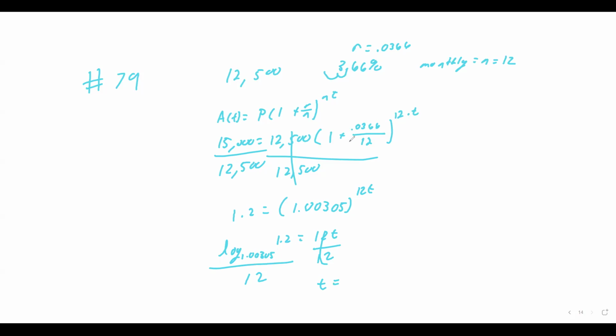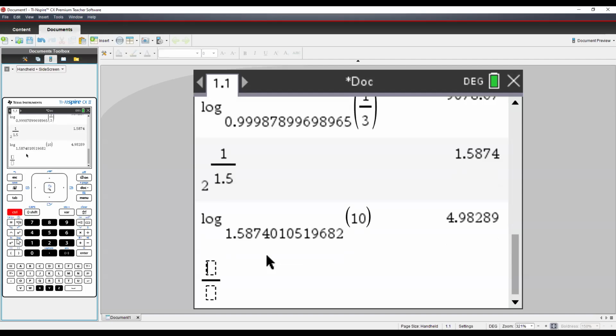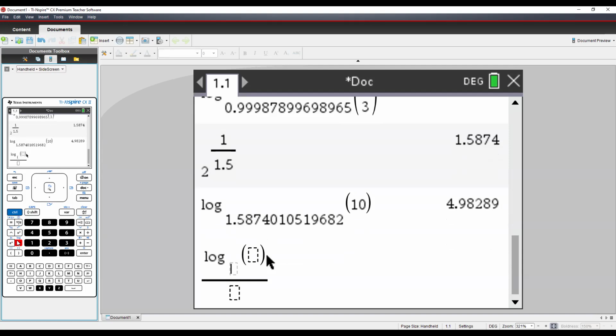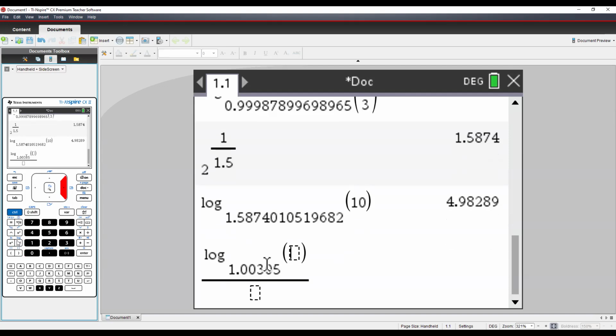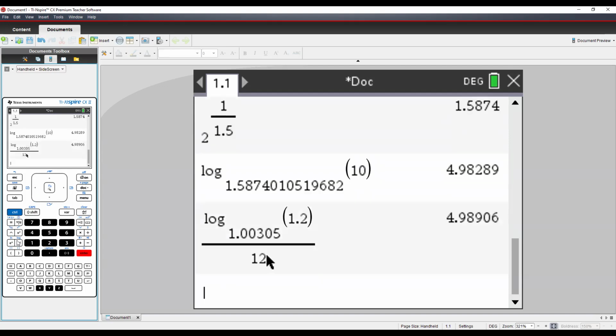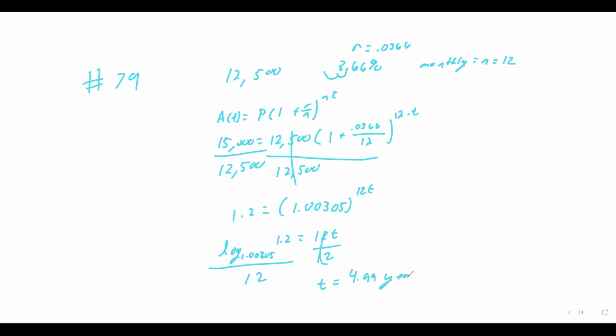All right, so log of that, 1.2. All right, so again, this is going to be control divide, control log. We got that first answer of log base 1.00305 of 1.2 divided by 12. That's it. So it takes about 4.98. Would that be years? Years, right? It's 12 months in a year. So the answer will come out as years if you turn that into anything. So that's again 4.99 years, almost basically 5 years to increase by 20%.